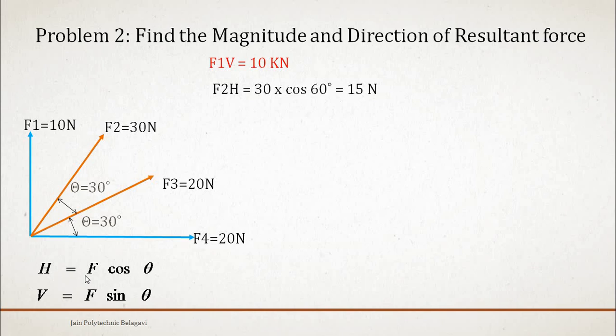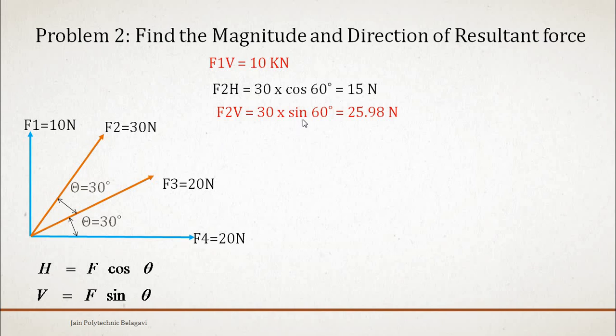The horizontal component is given by F cos theta. Why F cos theta? Because the vertical component, if you shift it here, gives opposite and adjacent. We want to find the horizontal component, which is the adjacent side of this particular triangle, right? It will form one triangle at this location. So this is the opposite side, this is the adjacent side, and this is the hypotenuse. So the horizontal component will be cos 60 degrees times the force, which gives you 15 Newton. So this is the horizontal component.